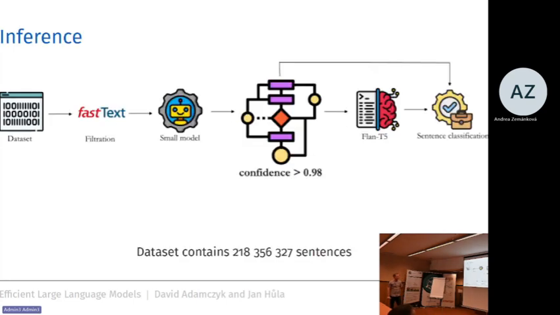So now I would like to show you the pipeline for the inference. We also use the previous process for the sentence filtration, and then we use the small model to classify the sentences. Then we check the confidence, and if the confidence is sufficient, we can save the output label, or we can delegate the classification to the better model.